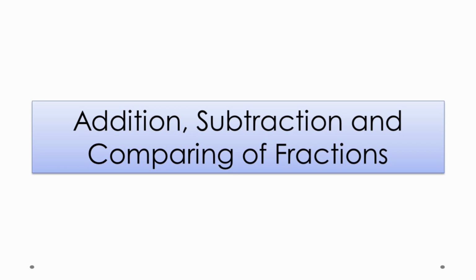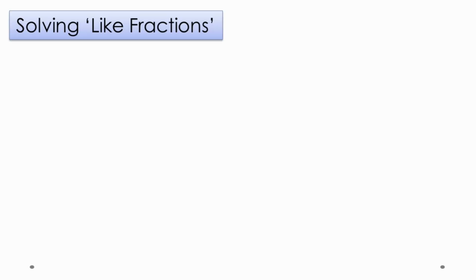Addition, subtraction and comparing of fractions. To begin with, let's take up like fractions and go for addition, subtraction and comparing of fractions. Let's take two fractions, 2 by 5 and 4 by 5, and add. We can see that these are like fractions as both have same denominator. So we simply need to add 2 and 4, which is 6, and the denominator remains the same. So we get 6 by 5 as the answer.